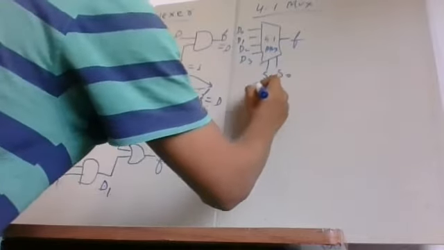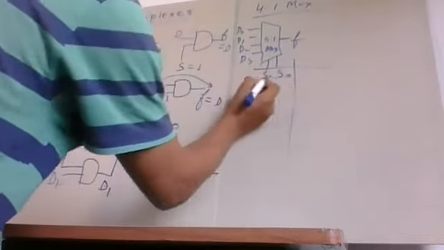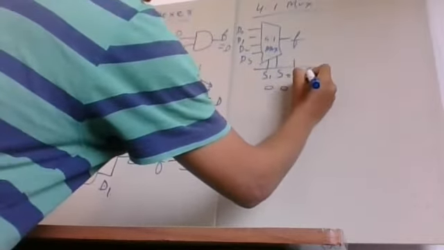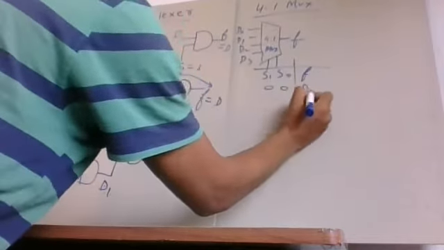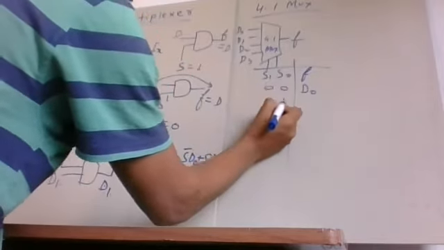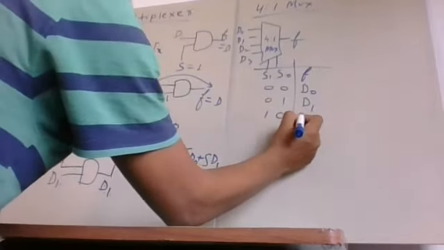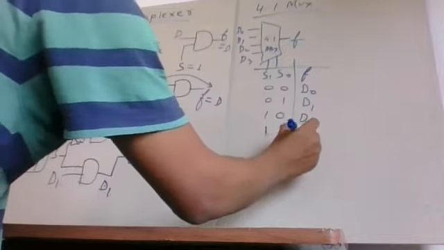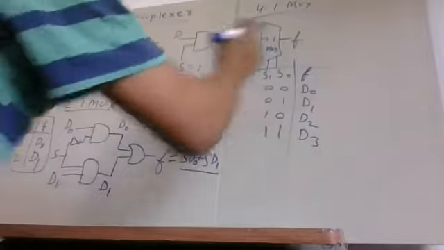So out of this, if you make a truth table, when S1 S0 is 0 0, then D0 must come to the output F. When S1 S0 is 0 1, it selects D1. When it is 1 0, it selects D2. When both are 1 1, it must select D3. So this is the truth table for the 4:1 mux.